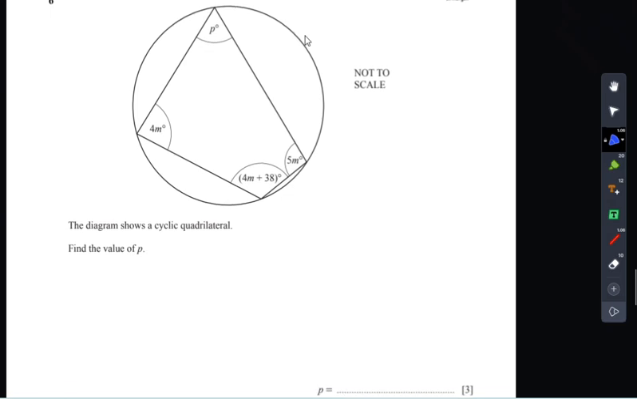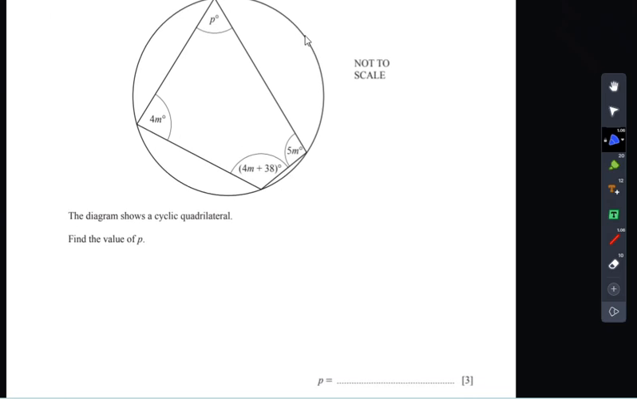Now, number 6. Quite interesting, but this is very simple though. I'm sure you can see a cyclic quadrilateral here. So that means if you add 4m plus 5m, those are opposite, you must get 180 degrees. So 9m is equal to 180 degrees, divided by 9, divided by 9. So m is equal to 20.